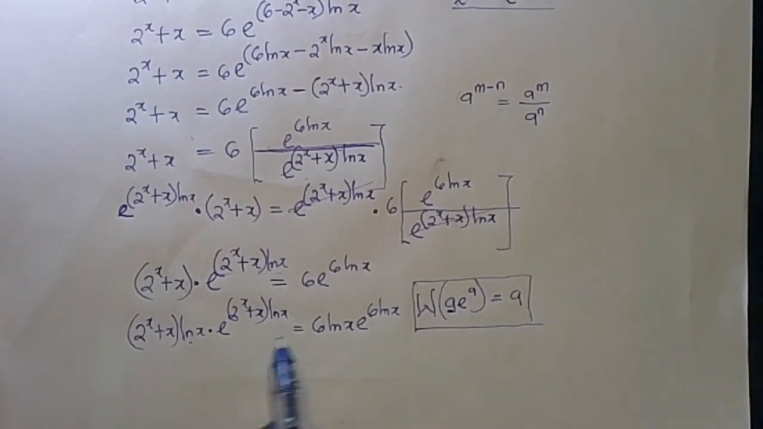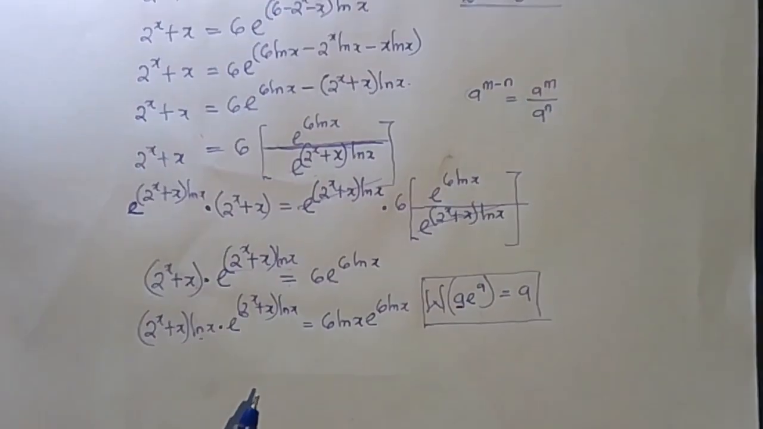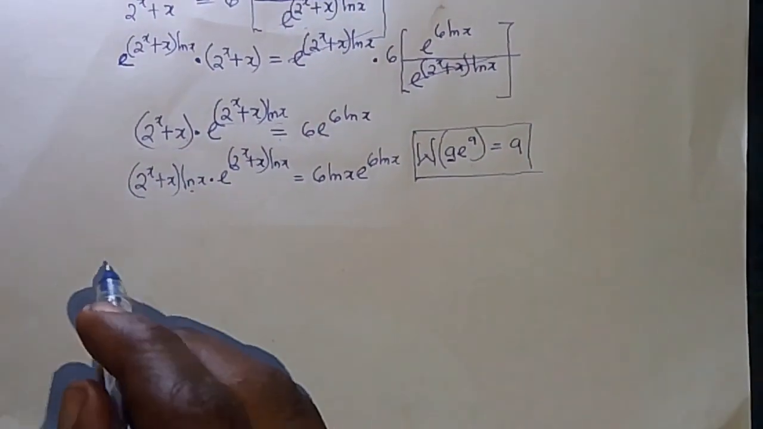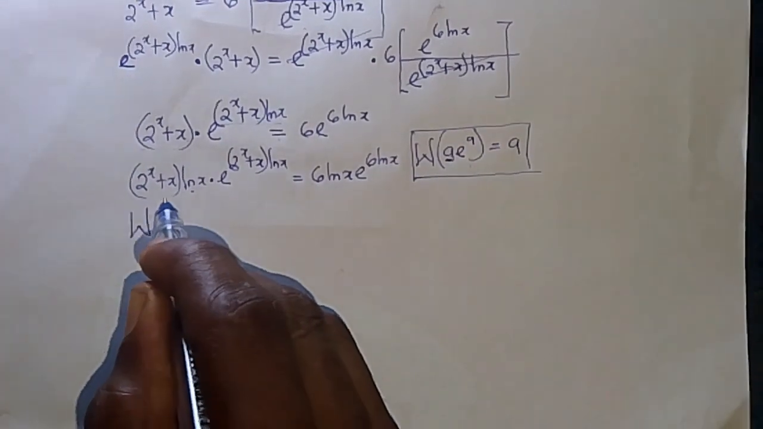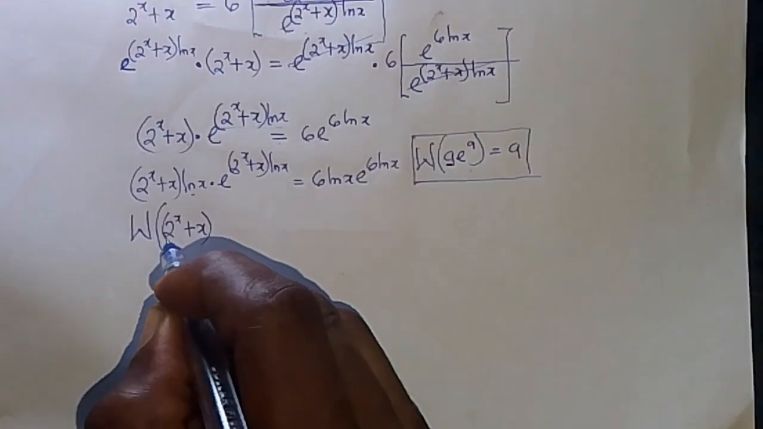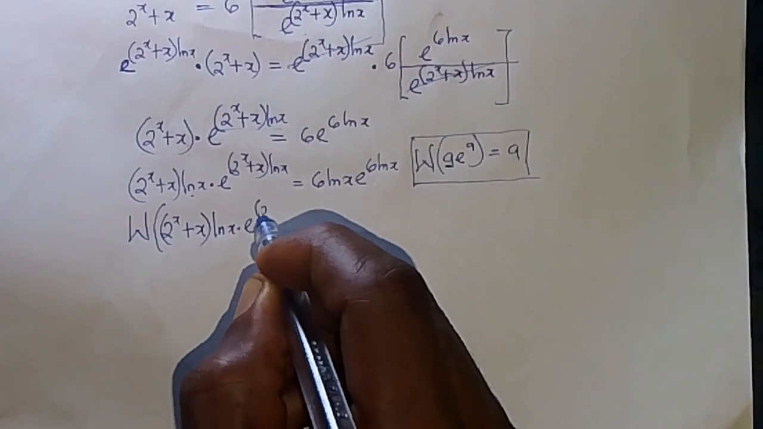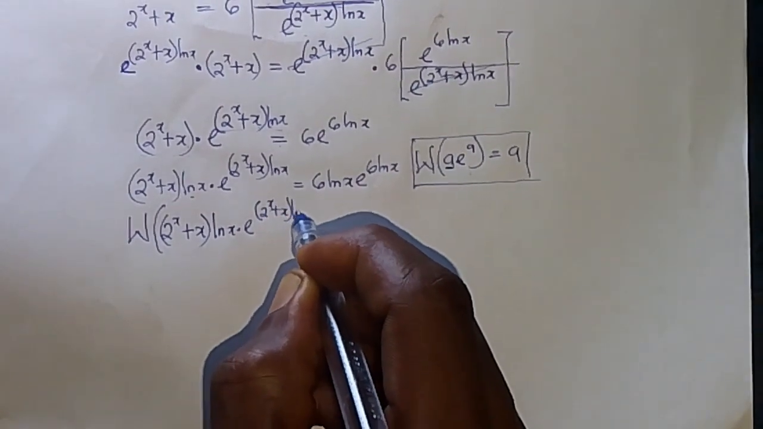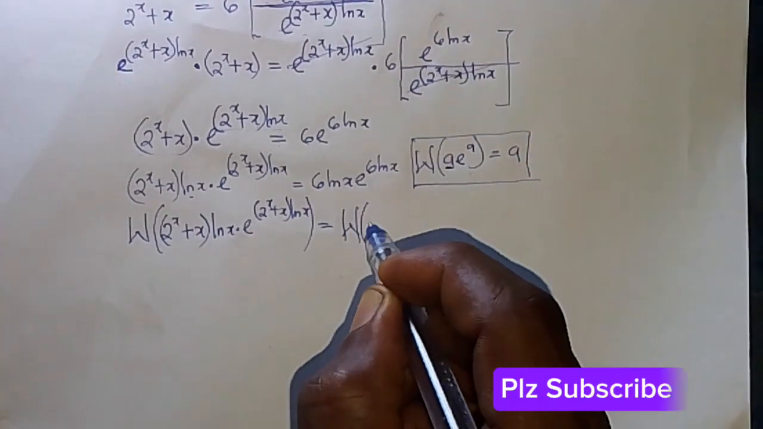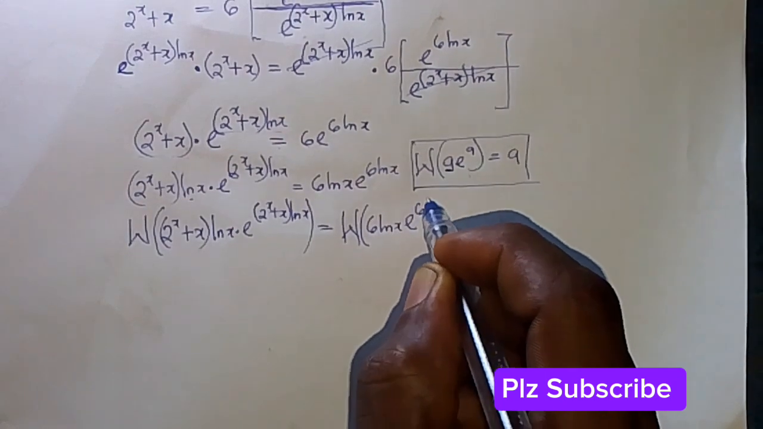And for us to apply this law here, we have to take the Lambert W function of both sides of this equation. So if we take the Lambert W function of both sides of this equation, then we'll be having the Lambert W function of 2 to the power of x plus x all multiplied by ln x multiplied by e to the power of 2 to the power x plus x multiplied by ln x equals the Lambert W function of 6 ln x multiplied by e to the power of 6 ln x.